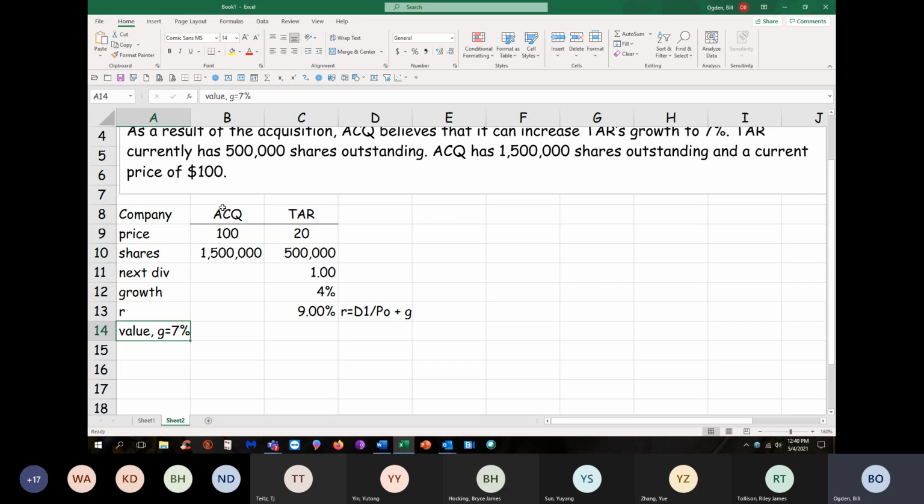What would this TAR be worth to ACQ if they could acquire the assets of the company, or just acquire the company, and grow it at 7%? Let's see how we do. So, we'll use the same model that we have up here, only we'll solve it for the price.